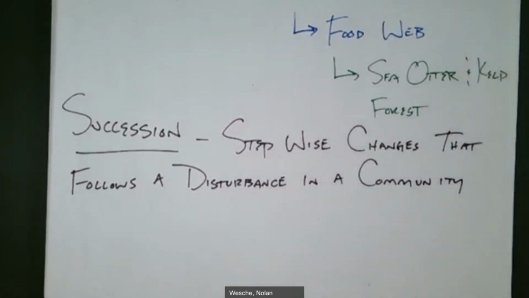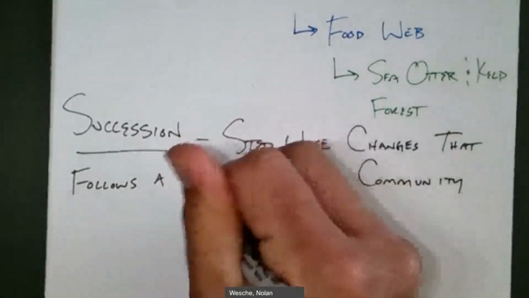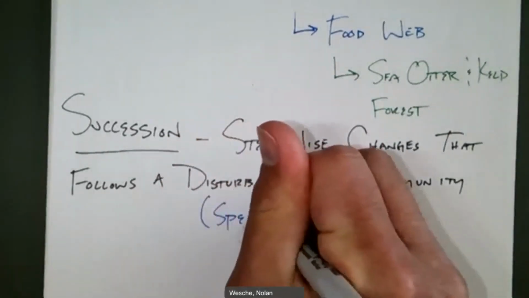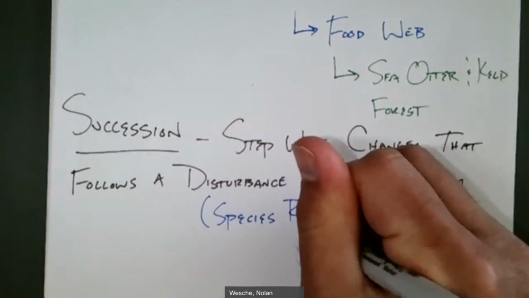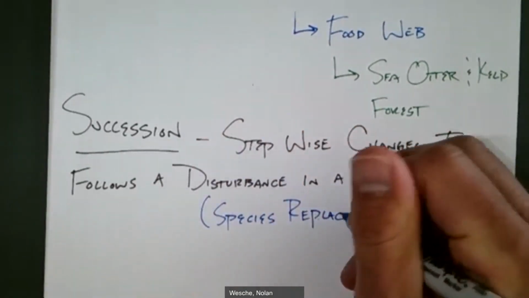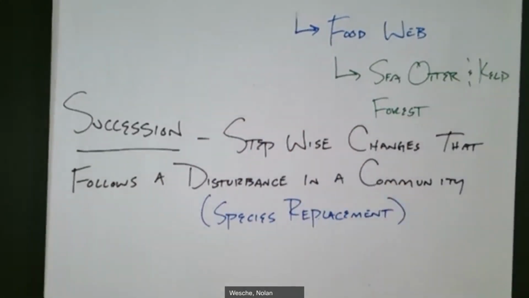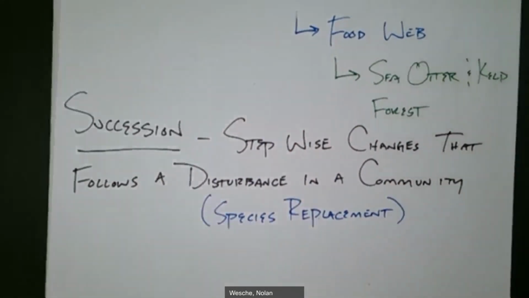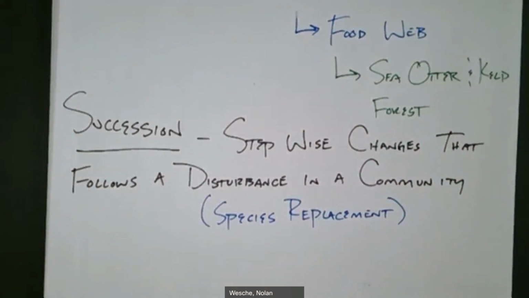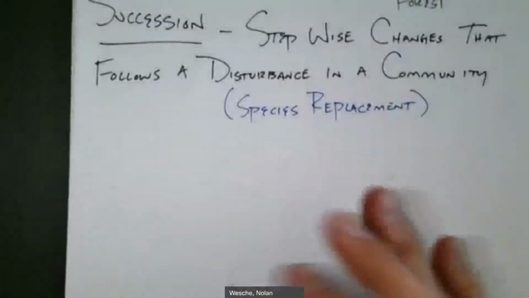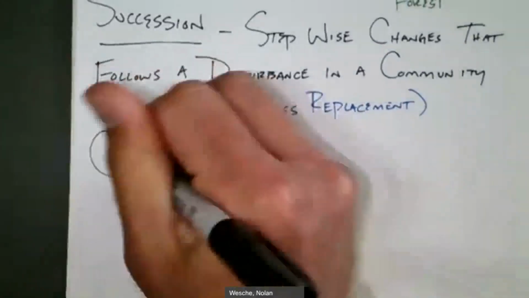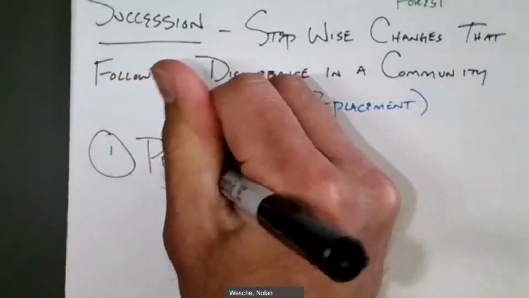And we're going to look at two different examples of this succession. And really, we're talking about species replacements or replacement that happens over time. So, two different types of succession that occurs. All right, so we'll look at the first variety here is primary succession.